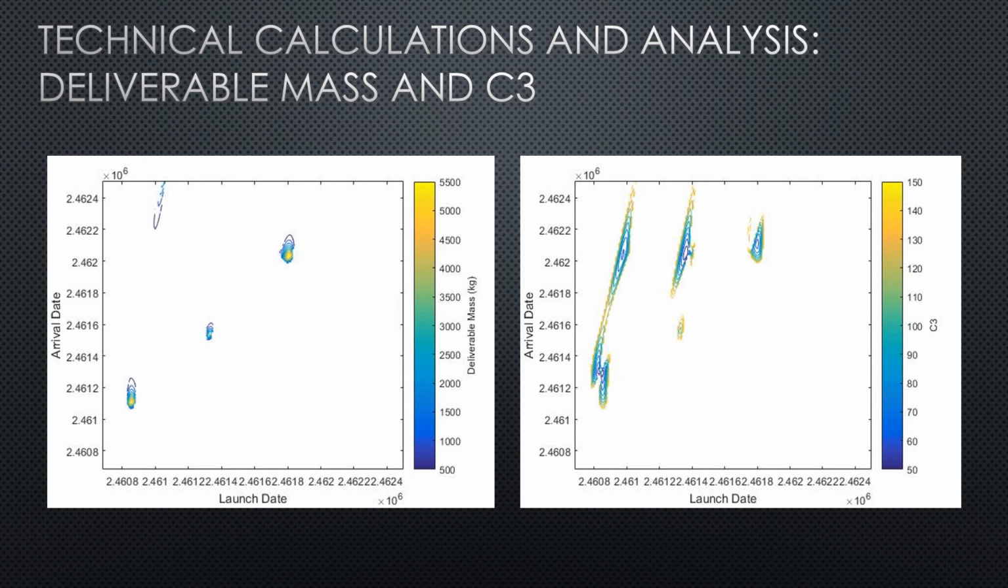Two pork chop plots were made in order to determine a launch date with an adequate deliverable mass and the C3 of the launch vehicle. From these plots, a launch date was chosen that would give a deliverable mass of 2,093 kilograms and a C3 of 76.787. The launch vehicle selected with this C3 had a launch mass capability of 2,460 kilograms, which was greater than the payload mass of 2,055 kilograms the launch vehicle was used to deliver.